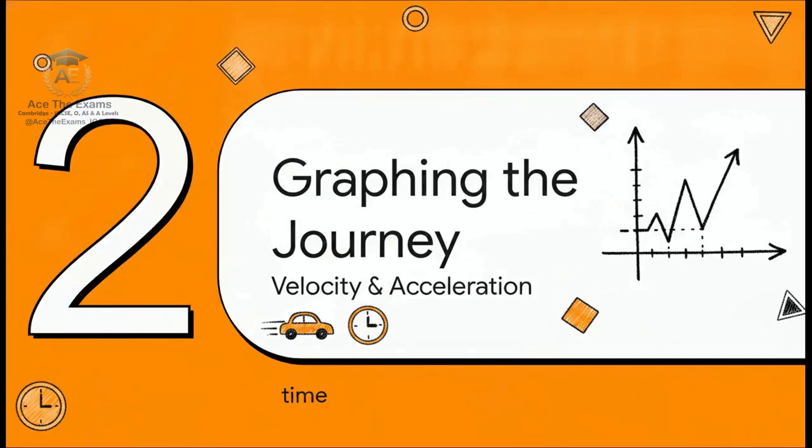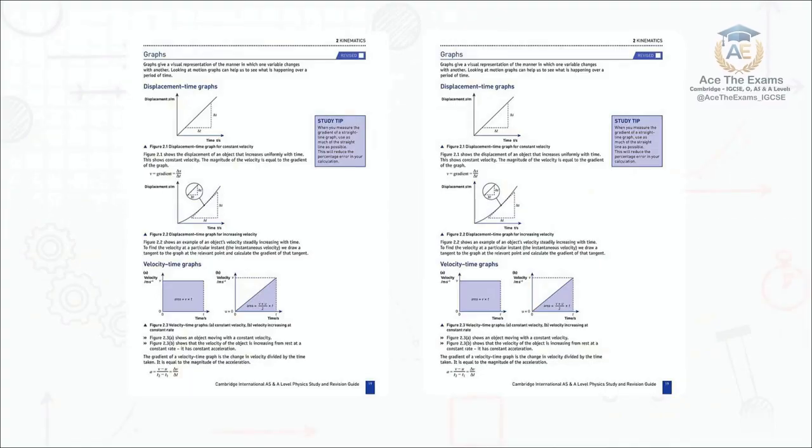Moving right along to Section 2, graphing the journey, visualizing velocity and acceleration. Now that we have our core terms totally locked down, let's translate them into visual data to see exactly what happens to an object over a period of time. Examiners love testing this. Take a look at these two types of graphs side by side.